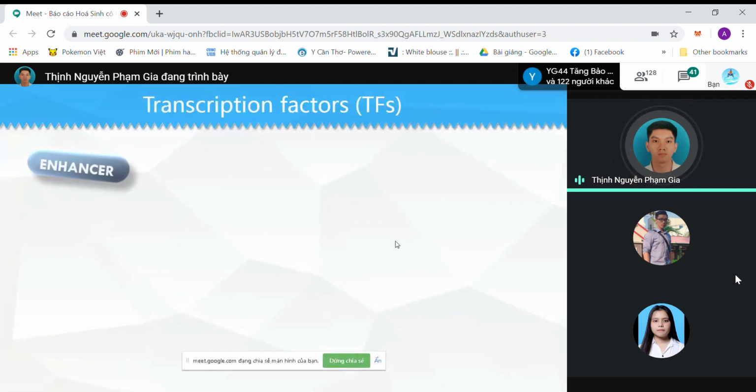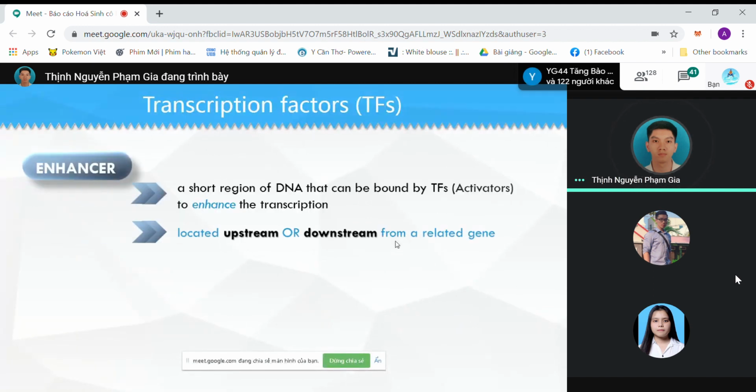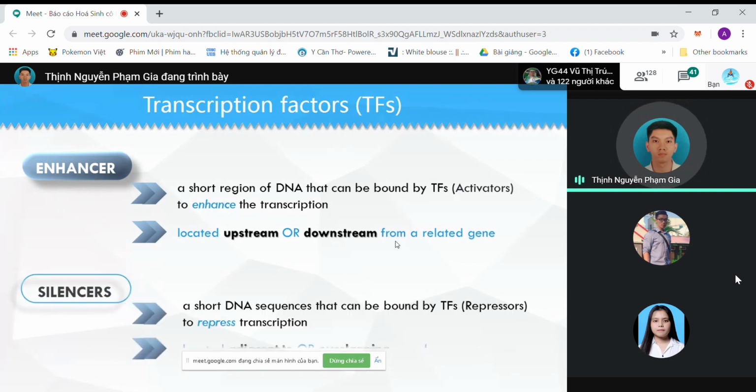In addition, some groups of transcription factors bind to sites called enhancers and silencers, which can turn a gene on or off in specific spots of the body.